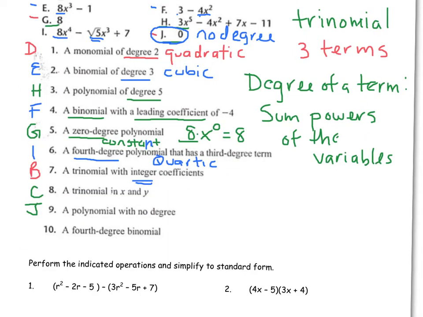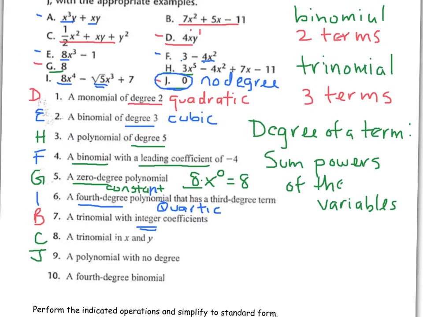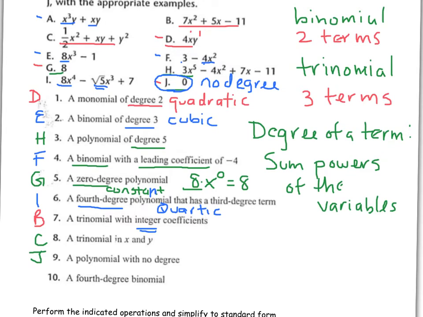Now in number 10, the last one, we're looking for a 4th degree binomial. So as we scroll back up and see what remains of the binomials, we see that we haven't used part A. And of the first term there, the degree of that term, we sum up the powers of the variables, and it does give us a 3 plus a 1 is a 4. So number 10 is going to match with part A.